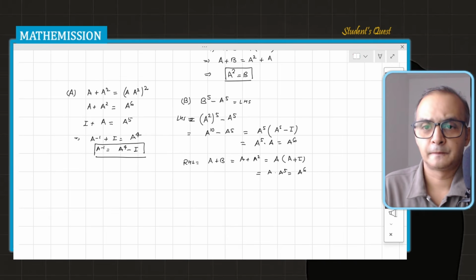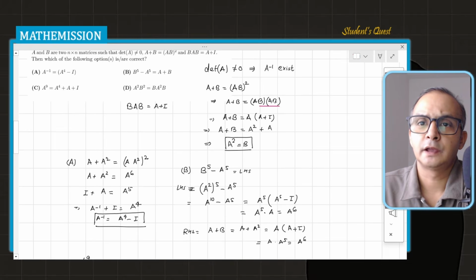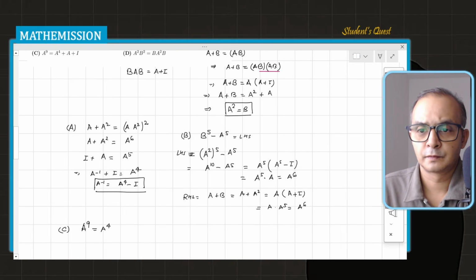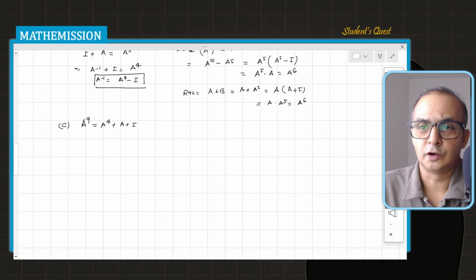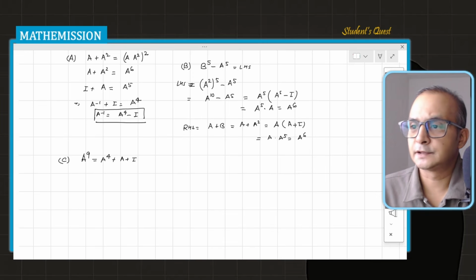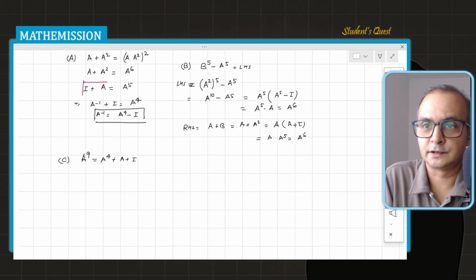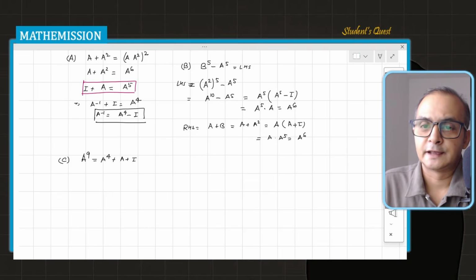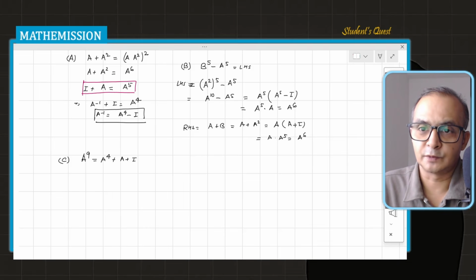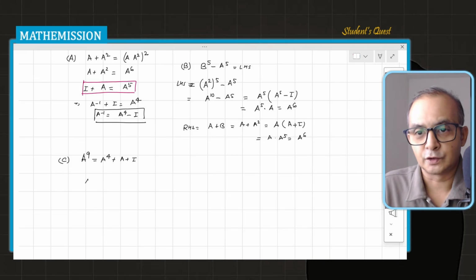Option C is, they're asking whether a to the power 9 is equal to a to the power 4 plus a plus I or not. So you notice that this is a very crucial information we have collected, and we can use it because again this a to the power 9 is written in terms of a to the power 4. So somehow we can think that we are reducing the power of a to the power 9. So if you start from the LHS, I can write a to the power 9 as a to the power 4 into a to the power 5.